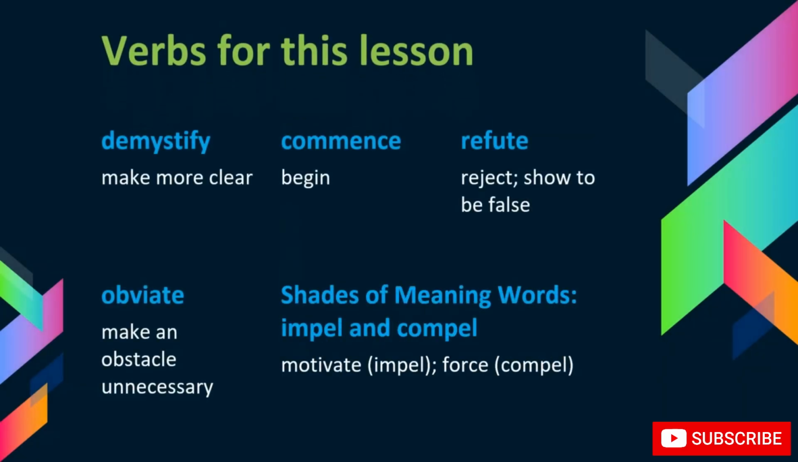And now let's do a quick review of our verbs for this lesson. Demystify, make more clear. Commence, begin. Refute, reject or show to be false. Obviate, make an obstacle unnecessary. And impel and compel, with impel having more of a meaning to motivate someone to do something, and compel having more of a sense to force someone to do something.